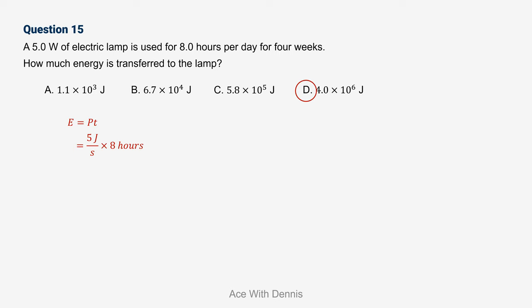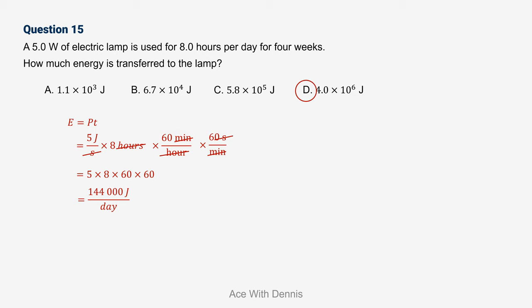Notice that the time is in a different unit. So we have to convert hours to seconds. So we have 60 minutes per hour and 60 seconds per minute. Hours cancel with the hours, minutes cancel with the minutes, and seconds cancel with the seconds. So at the end, we'll get 5 times 8 times 60 times 60, which is 144,000 joules per day.